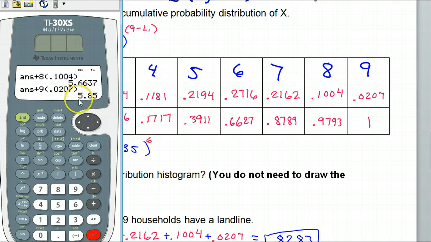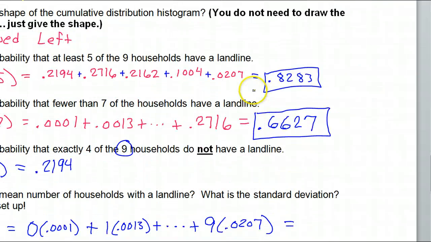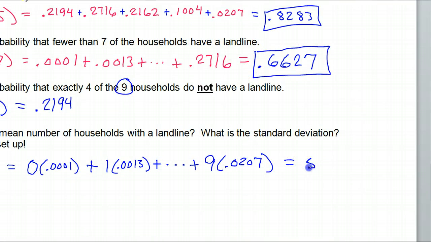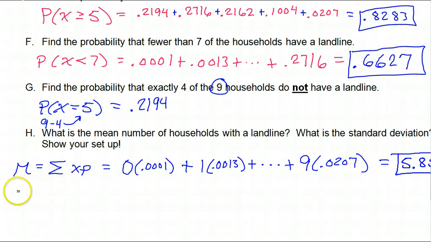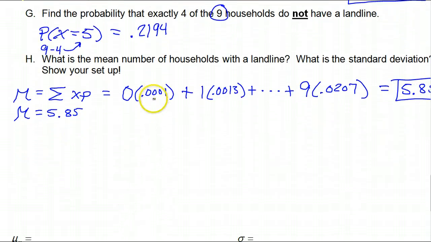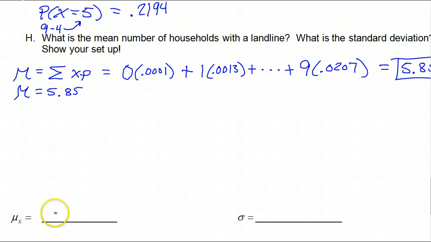Okay, so I got 5.85. That is the mean. That is how you calculate the mean. So keep that in the back of your mind, that the mean is 5.85, because we need the mean in order to find the standard deviation. I guess I'll just write it down right here. So the mean is 5.85.